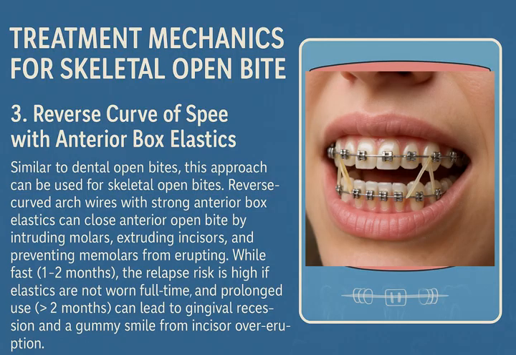Similar to dental open bites, this approach can be used for skeletal open bites. Reverse curved arch wires with strong anterior box elastics can close anterior open bites by intruding molars, extruding incisors, and preventing premolars from erupting. While fast, at 1 to 2 months, the relapse risk is high if elastics are not worn full-time, and prolonged use beyond 2 months can lead to gingival recession and a gummy smile from incisor over-eruption.